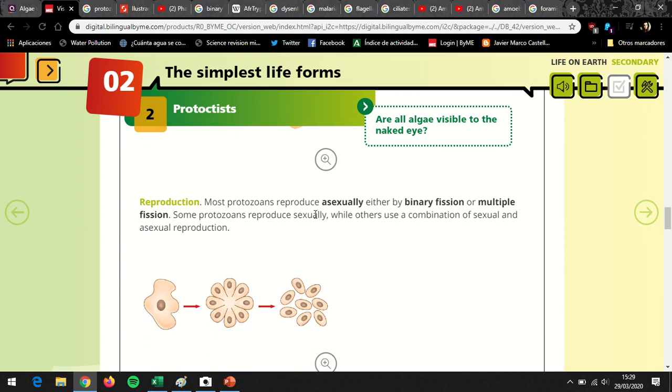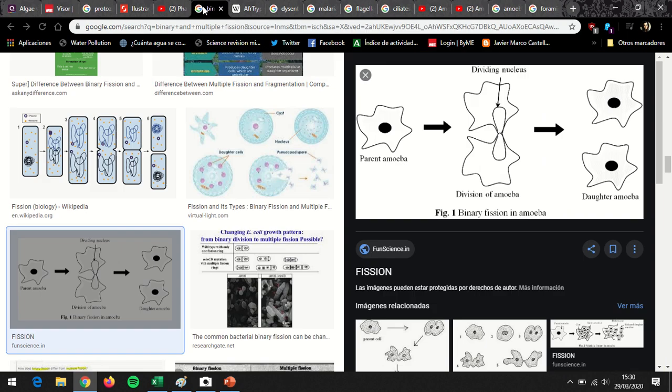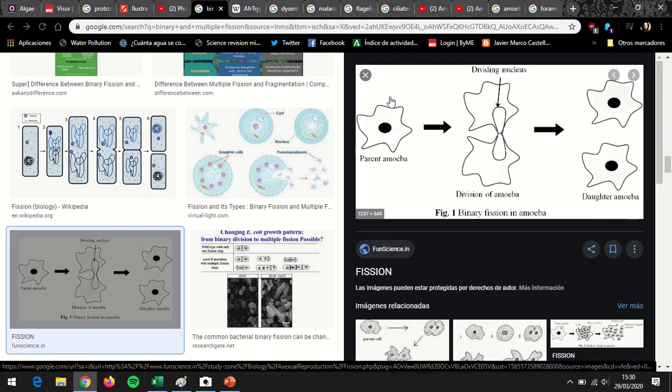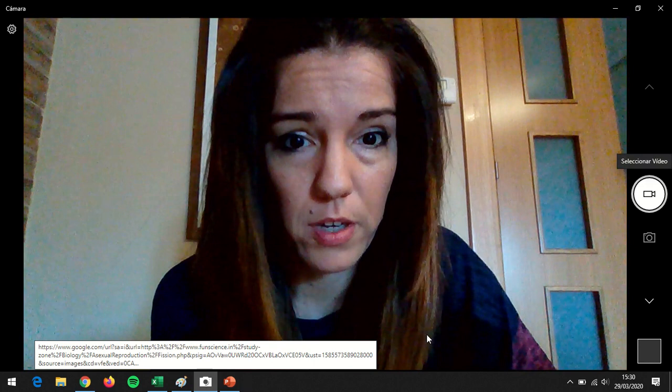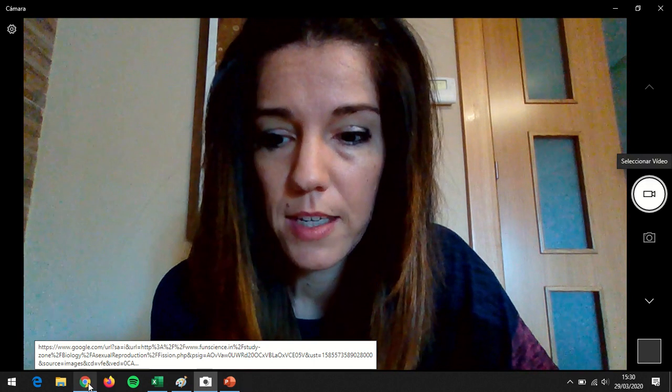In the case of reproduction, they mostly reproduce asexually. Okay, they are very simple organisms. Some of them can have sexual reproduction, but the typical thing is that they are asexual. Okay, and they can do that in two different ways. They can do that by binary fission, which means that from one protozoa it divides into two new protozoa. This we have seen before because bacteria had this type of asexual reproduction.